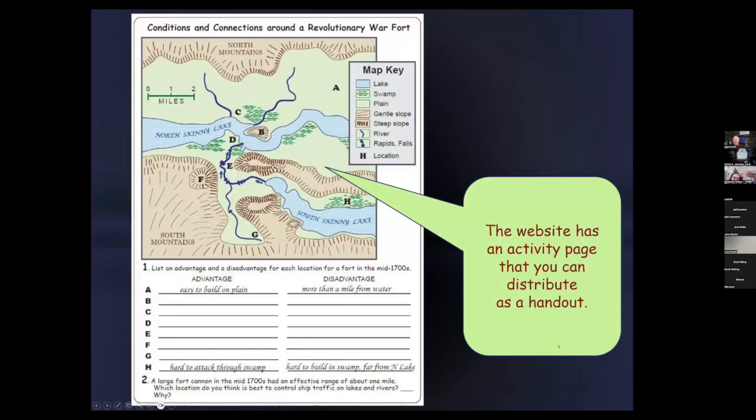Now, the website has got an activity page that asks the students to do exactly what I did. They have to write down an advantage and a disadvantage for each one of these locations. And it gives you two answers here as models. You can model one or two more in class and then throw it open for a kind of Socratic discussion. Or you can have them actually write out, like they're going to have a message to the commander, "I think the fort ought to be located in such and such a place," and make a writing activity out of it.